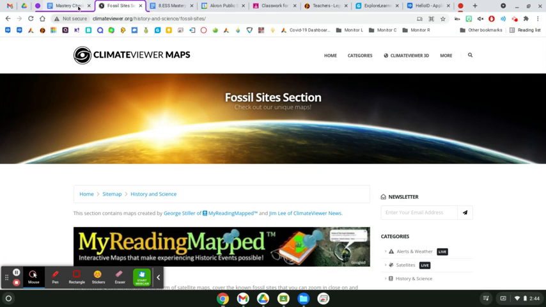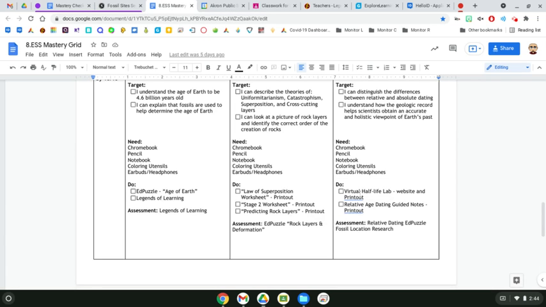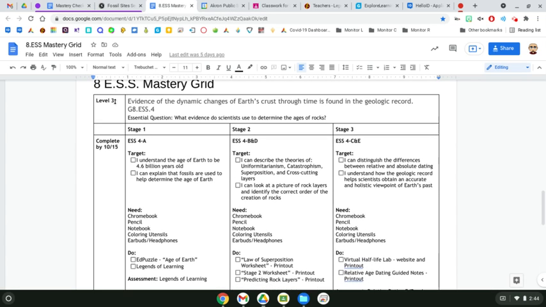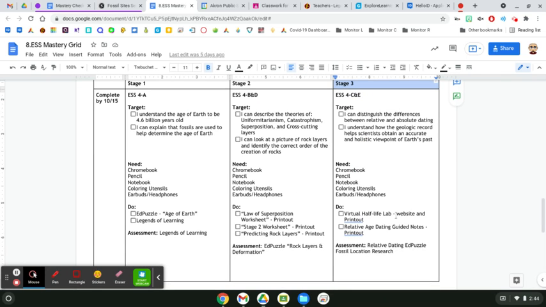All right, I am showing you the last activity for stage 3 of level 3. So we're looking at the dynamic changes of Earth's crust here. We're on level 3, stage 3. We're looking at this fossil location research.